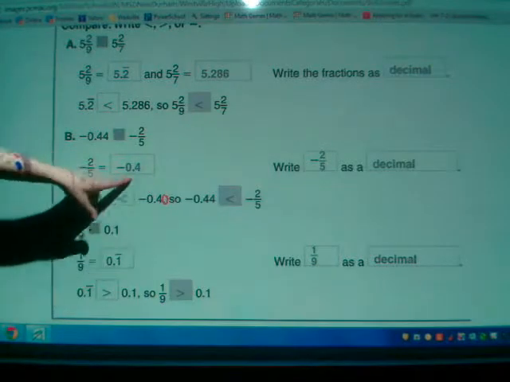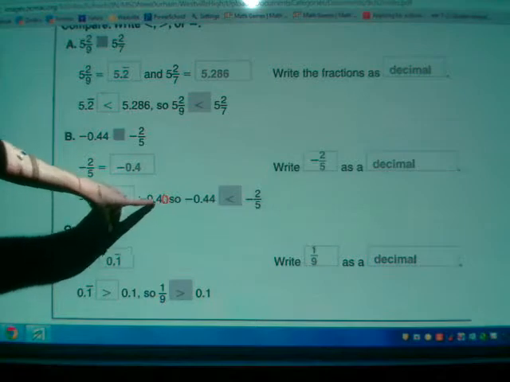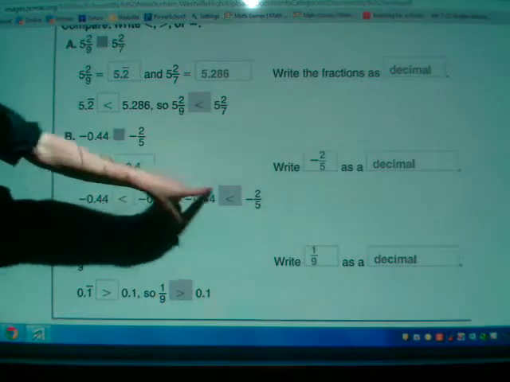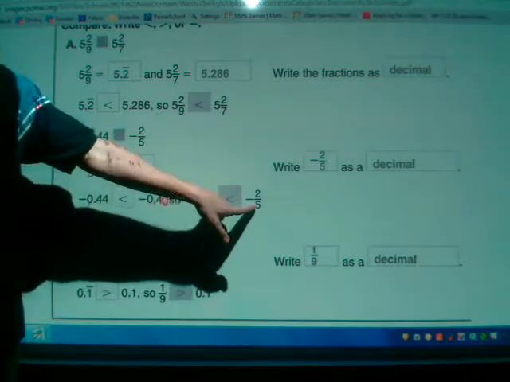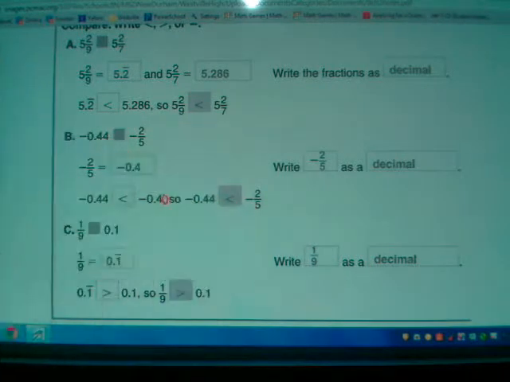Now remember, this did not start off life, though, as negative 0.4. It was negative 2/5, which is why they're saying here that negative 0.44 is less than negative 2/5, or read the other way, negative 2/5 is bigger than negative 0.44.